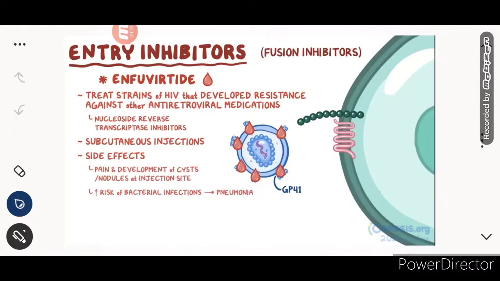They are given as subcutaneous injections, and the main side effects are pain and development of cyst nodules at the injection site, and increased risk of bacterial infection such as pneumonia. Okay, so it binds to the GP41, and then it cannot bind to the host cell receptors. So enfuvirtide is such an example.